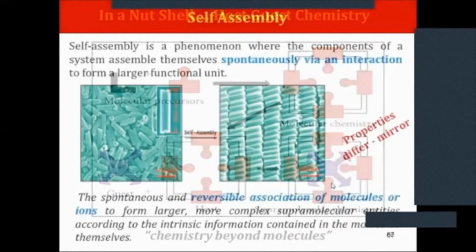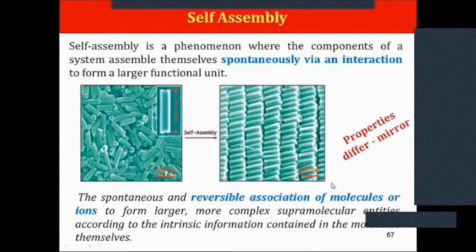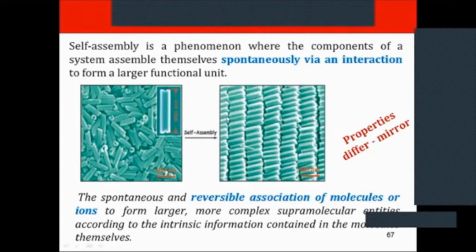The second one is the self-assembly according to the classification. You can see here the molecules are distributed unevenly. They are not ordered. They are disordered here. But when you give an external stimulus, light, thermal, pH, something, they become ordered, spontaneous and reversible. When you take out the external stimulus, it will go back to its original position. These types of things we call self-assembly, very much used in today's nanotechnology.